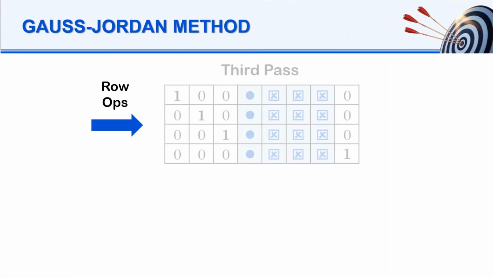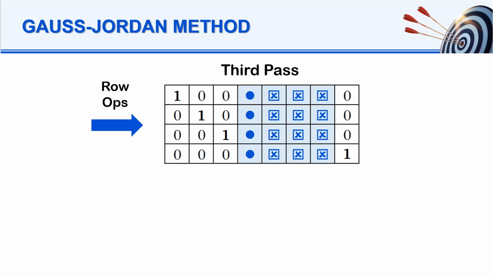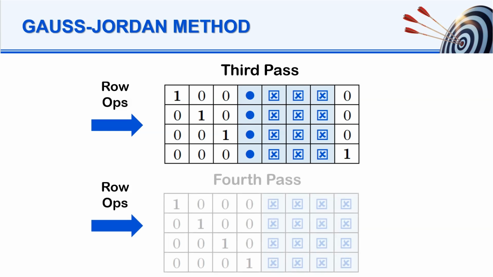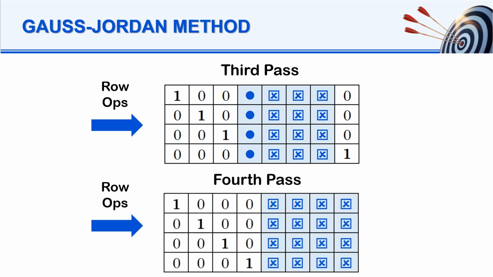In the third pass, the third column of the identity matrix is created, while the third column of the identity matrix on the right is altered. Finally, the fourth column of the identity matrix is moved in the fourth pass. The identity matrix on the right is altered to a completely different matrix, which is now the inverse of the matrix A.